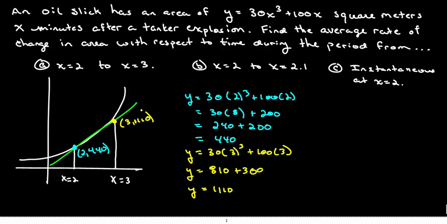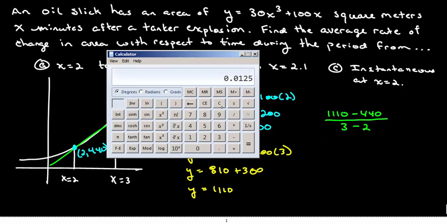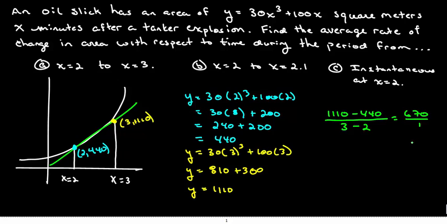Okay, and so all I need is the slope of this line. So what I'm going to do is take the change in the y values, 1110 minus 440, and divide that by the change in the x variable, which is 3 minus 2, which is 1. So let's grab our calculator here. If we take that minus 440, I get 670 over 1. And so this is 670 square meters per 1 minute. I'm working in minutes, my mistake. So that's where 670 comes from.